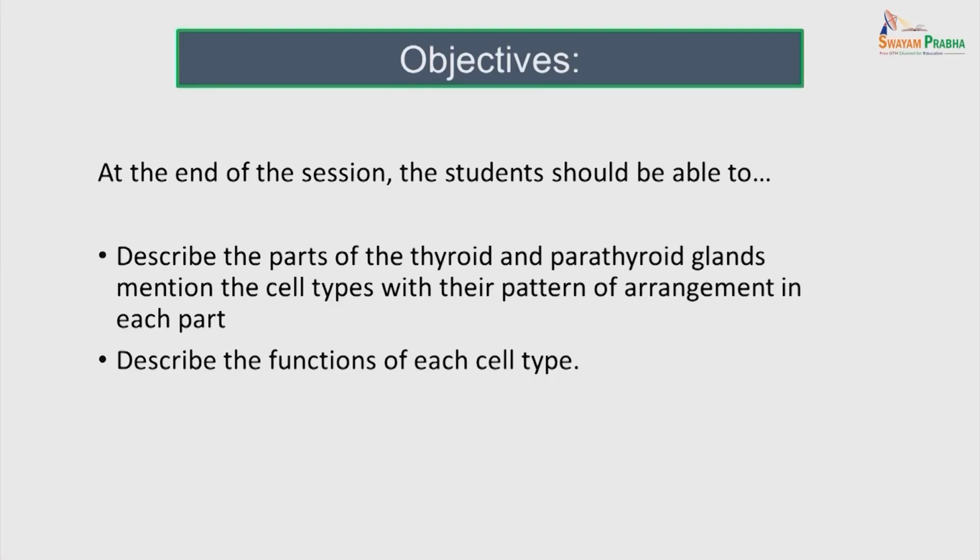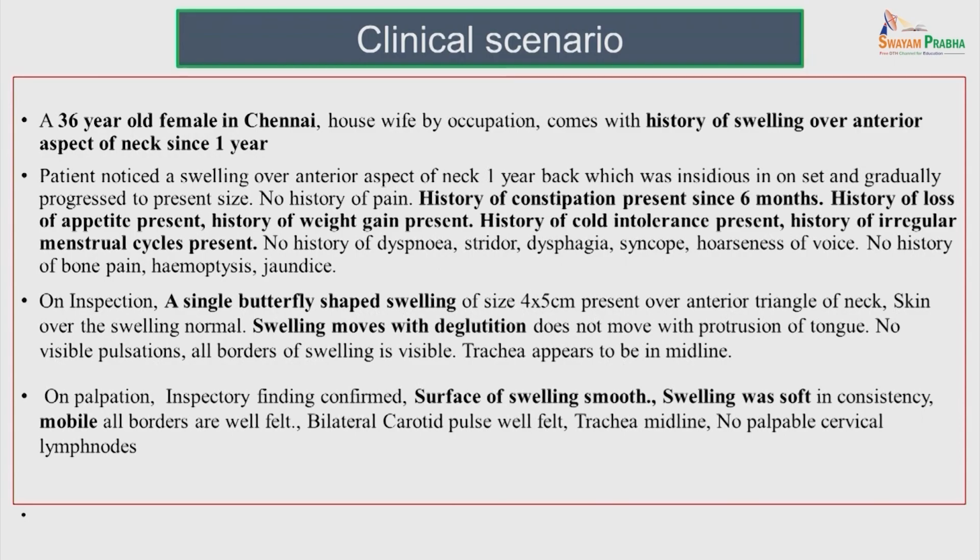The objective of this session is that the student should be able to describe the parts of the thyroid and parathyroid glands, mention the cell types with their pattern of arrangement in each part, and describe the functions of each cell type. Let's start with a clinical scenario.